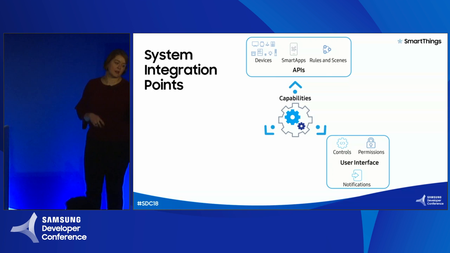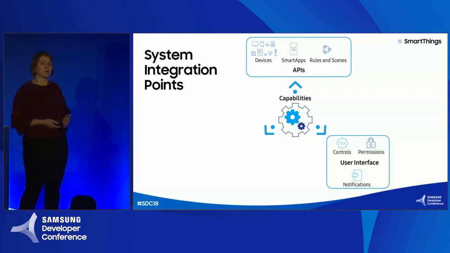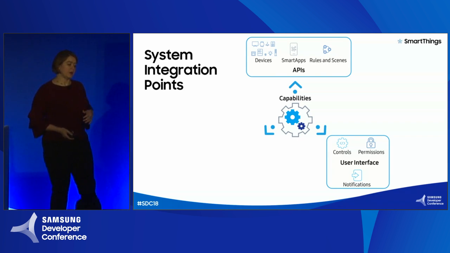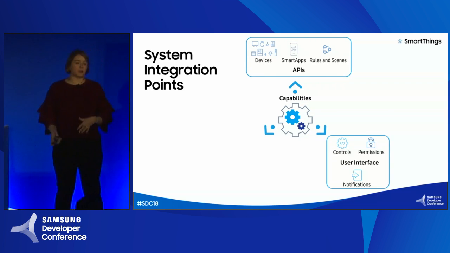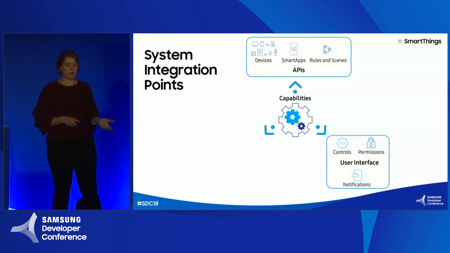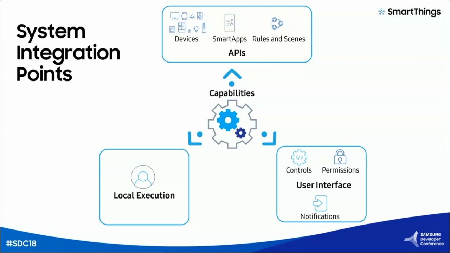The user interface that we have has controls that the user interacts with. We use it for our permissioning model to make sure that we have secure integration. And last but not least, we also have the notifications that are sent to the end user. So your motion sensor has detected motion, a door has been opened or closed, a light has turned on or off. All of those communications to the end user happen through the interface and are based on capabilities. Finally, we use capabilities to support local execution, or make sure that we have the ability to execute when offline.